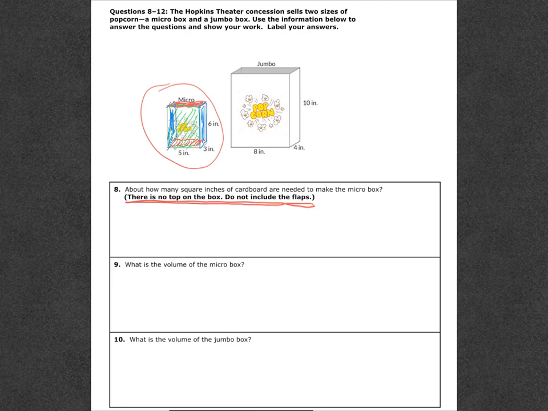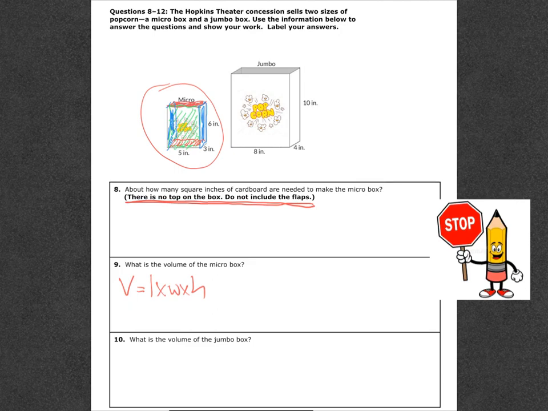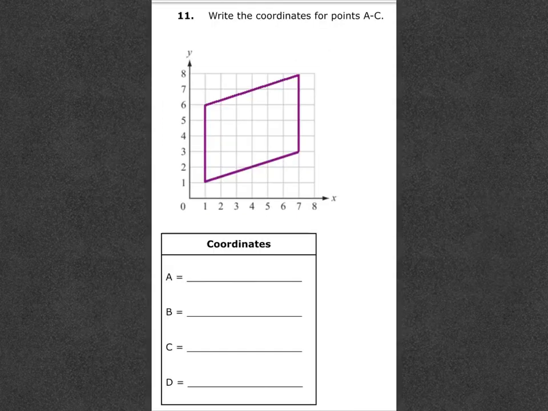Now for problems 9 and 10, you're finding the volume of the 2 boxes. And remember from our last problem, when we solved for volume, volume equals length times width times height. And be sure to label your answers. Pause here, solve the problems, and when you're done, hit play and move on to the next problem.